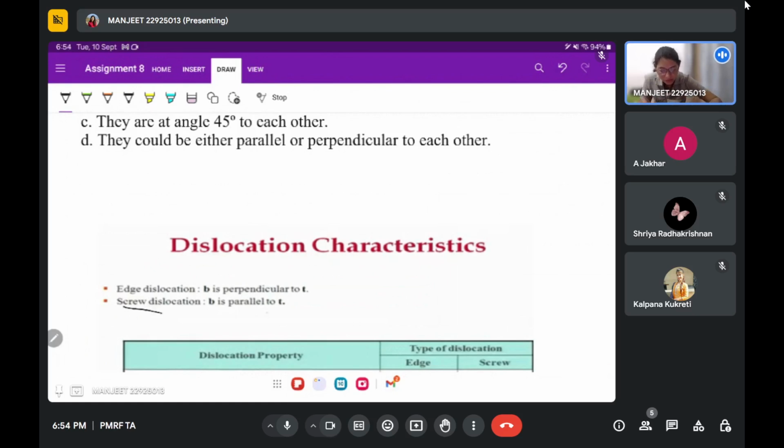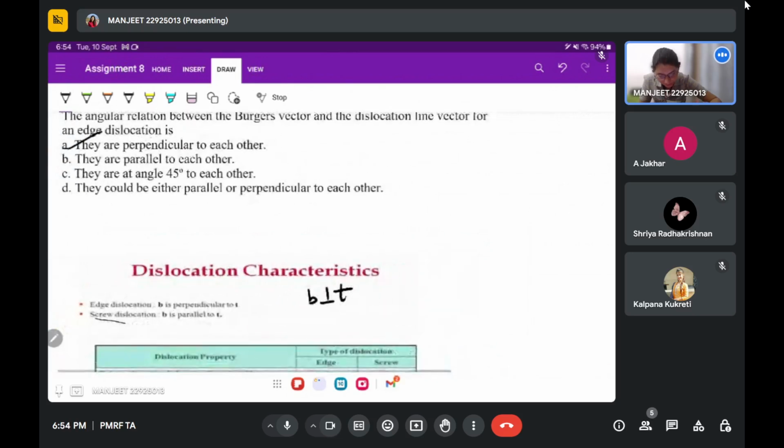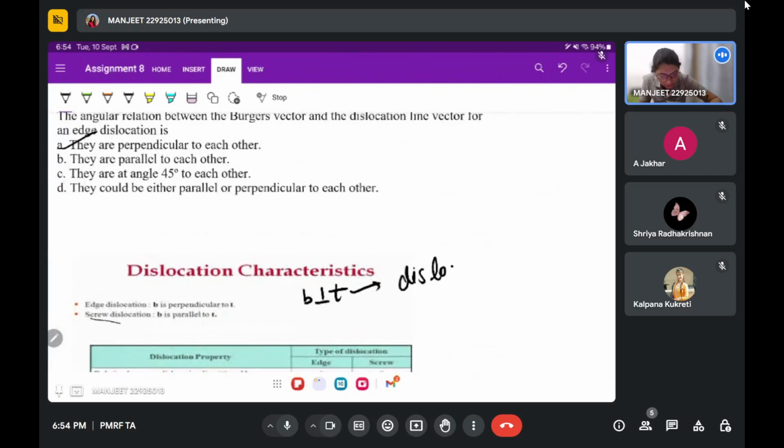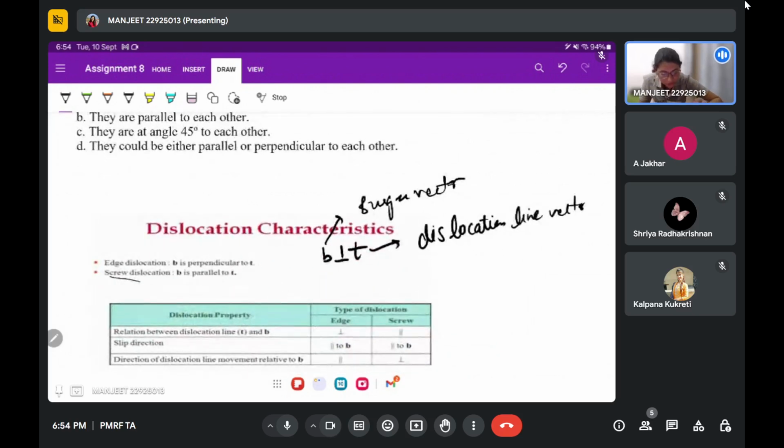In the edge dislocation, we have B perpendicular to T. This T is your dislocation line vector, and B is your Burgers vector. In the screw dislocation, B is parallel to T. If it is perpendicular, then it is the edge dislocation. If B is parallel to T, this is the screw one.